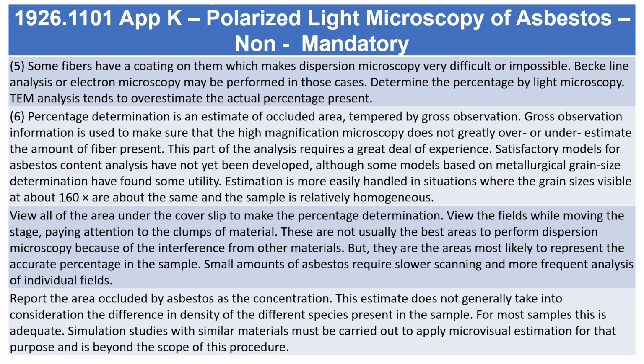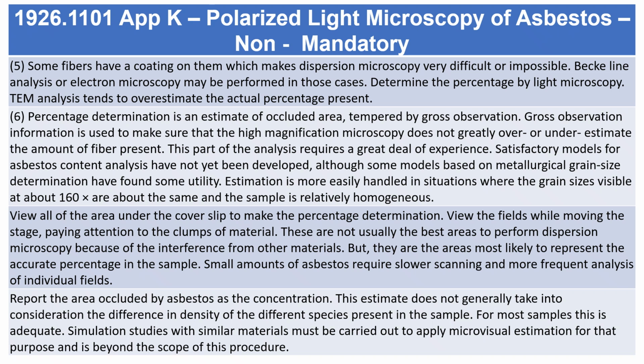6. Percentage determination is an estimate of occluded area, tempered by gross observation. Gross observation information is used to make sure that the high magnification microscopy does not greatly over or underestimate the amount of fiber present. This part of the analysis requires a great deal of experience. Satisfactory models for asbestos content analysis have not yet been developed, although some models based on metallurgical grain size determination have found some utility. Estimation is more easily handled in situations where the grain size is visible at about 160 times or about the same and the sample is relatively homogeneous.